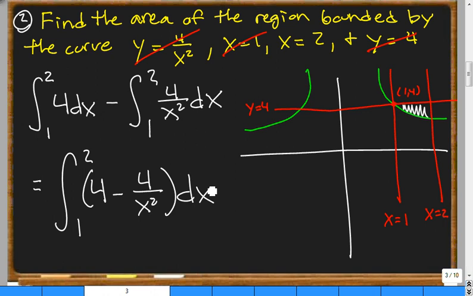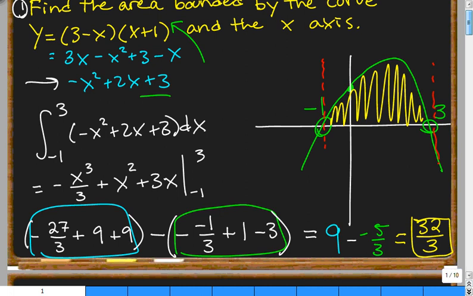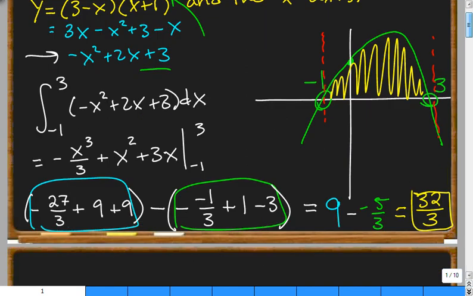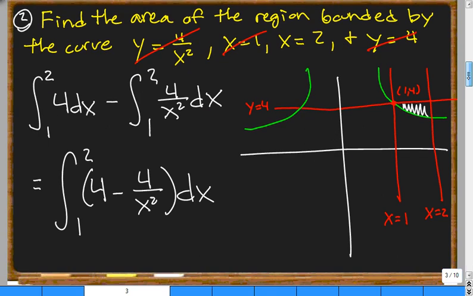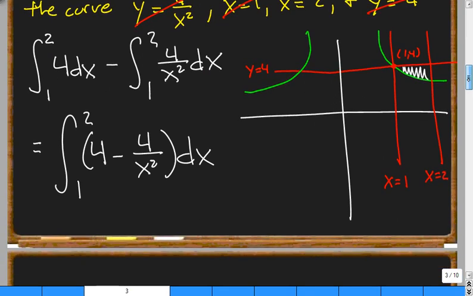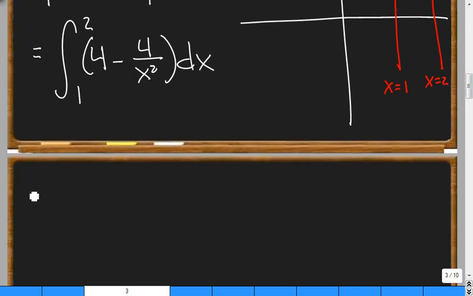So if you ever have to find the difference between two curves, you're always going to subtract away whatever the smaller one is. That's why if you look at the previous example, we didn't actually subtract anything away, because we were using the line x equals 0. But if our line is anything different, we subtract away the one that is lower.